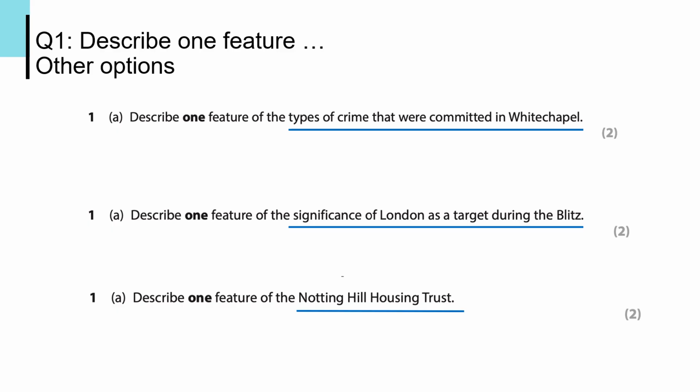As you can see, we have the questions here taken from the other papers in this GCSE. And what's really important to notice is that the question is structured in the same way across all options. So we have an example here from the Crime and Punishment paper. Describe one feature of the types of crime that were committed in Whitechapel. We have one from the Warfare paper. Describe one feature of the significance of London as a target during the Blitz. And finally, a question from the Migrants in Britain paper. Describe one feature of the Notting Hill Housing Trust.